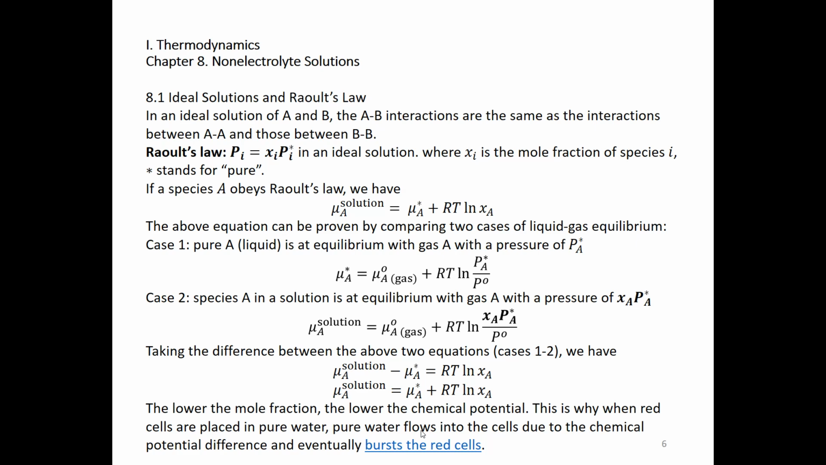In an ideal solution of A and B, again the A-B interaction equals the A-A interaction. It also equals the B-B interaction. In that case, we can use Raoult's law, which is this equation. The partial pressure of species I equals its mole fraction in the solution multiplied by the pressure of pure I.